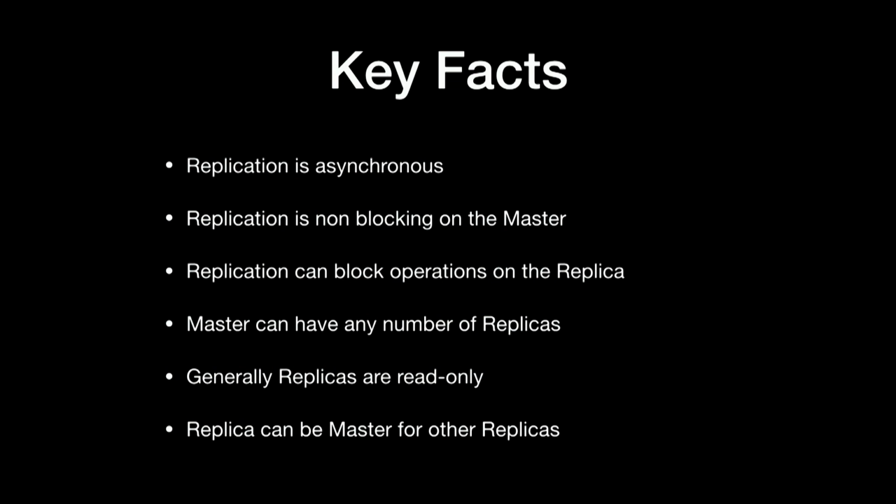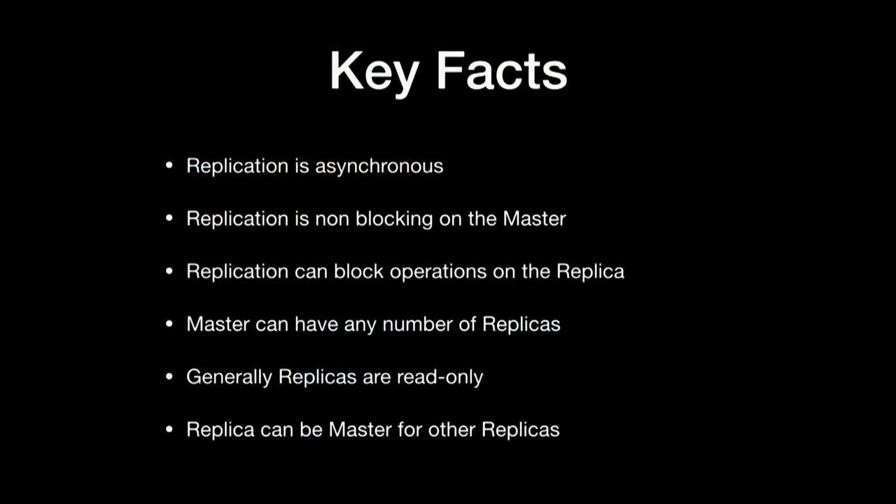So that's why it's been designed to be non-blocking on the master side, and it's mostly non-blocking on the replica side as well. However, there are some windows where, when you make a read against the replica, you get the message saying, hey, I'm still syncing up with my master. I'm unable to serve your reads right now. A master can have any number of replicas, and generally replicas are read-only, but Redis provides a config option where you can make the replica take writes.